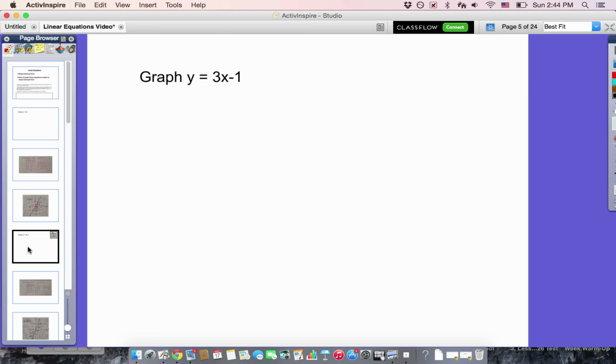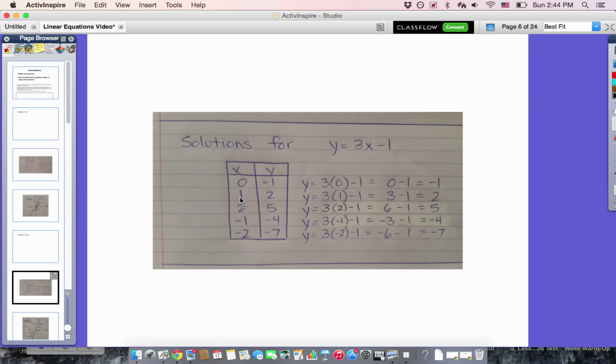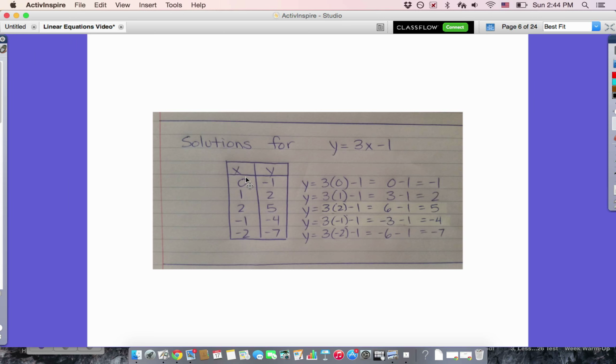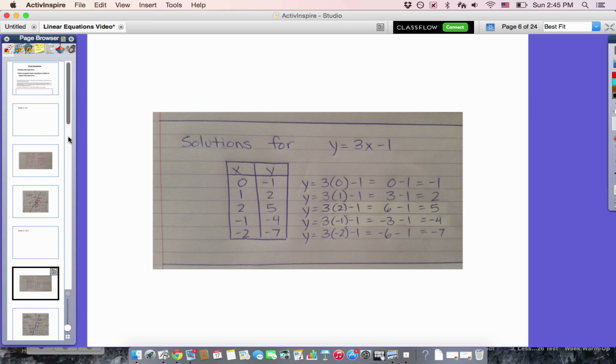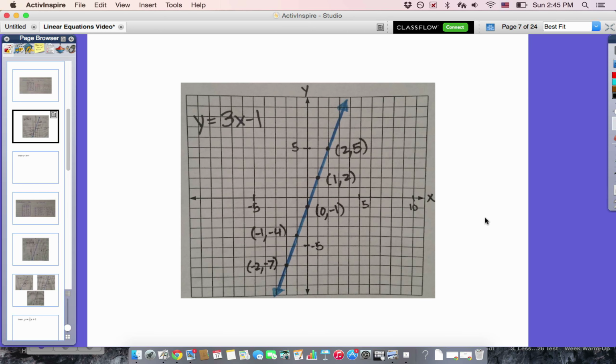Okay, now we're going to take a look at another equation. We're going to try to find the graph for y equals 3x minus 1. What we're going to need to do is find a few solutions to this equation, and I found 5. Same thing, I fixed values for x, so I just picked a few numbers for x, plugged them into the equation, solved for y, and then plugged them back into this column. So here I have 5 data points, and then I plotted these points onto my graph, and this is what it looks like.